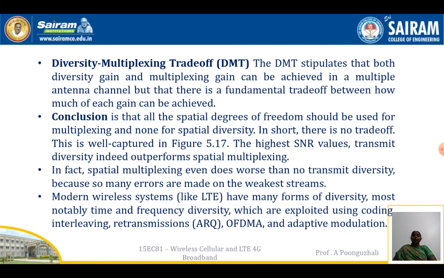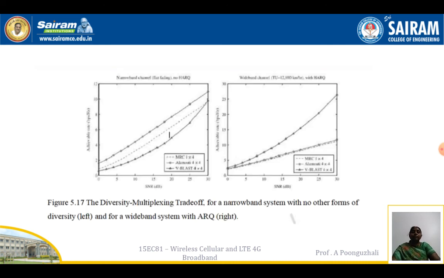In a modern wireless system like LTE, we have many forms of diversity, like time and frequency diversity, which exploit coding and interleaving procedures, retransmission, OFDMA and adaptive modulation. This graph shows the diversity and multiplexing trade-off for a narrowband channel and a wideband channel. Here we are not taking any other form of diversity, only maximum ratio combining, the Alamouti method and the V-BLAST method. Thank you.